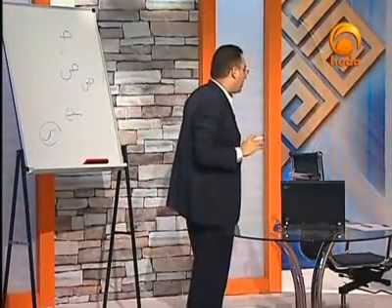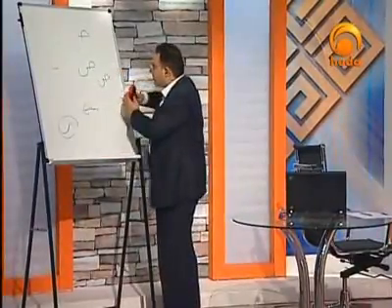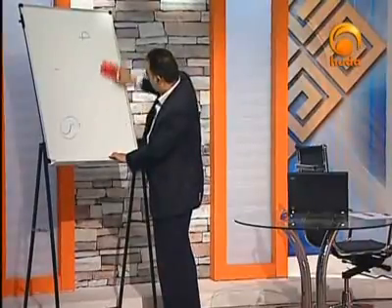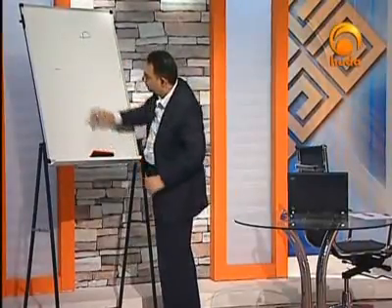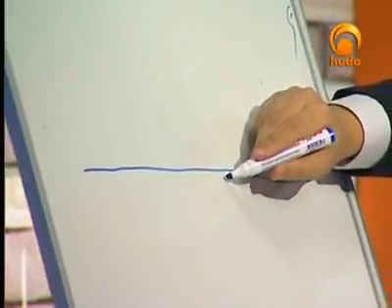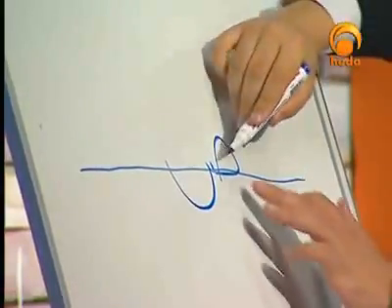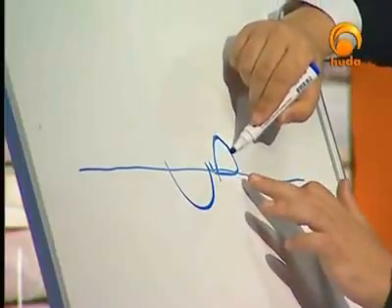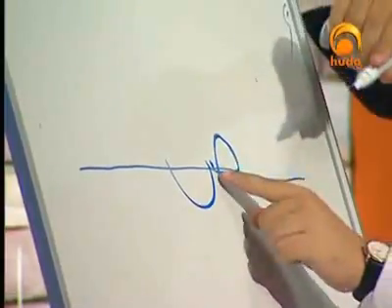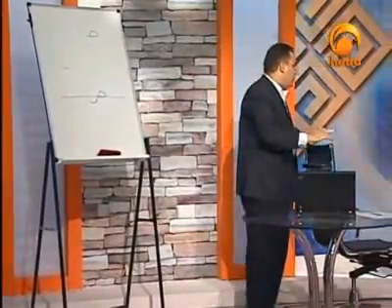Okay. To write an independent Sa, start on the line, make a big loop up and back to your right. Yes. Here it is. I would say that this is the line. Here it is. So that is the line here. It's a kind of loop here, getting back to the right side, and we are making just one tooth here. Okay. So there must be a small tooth after the loop.